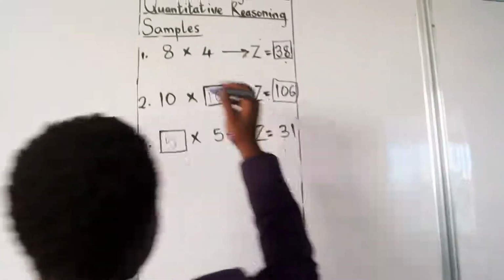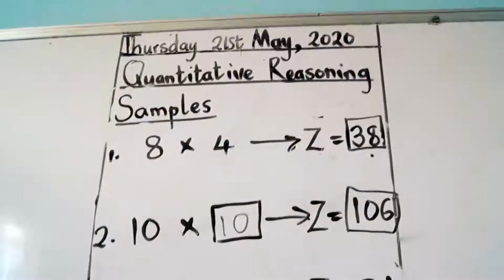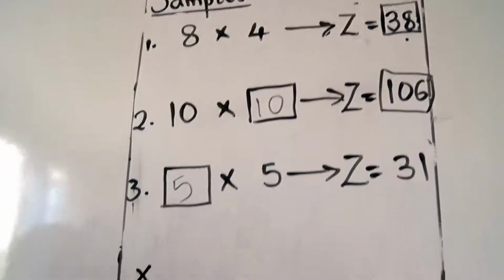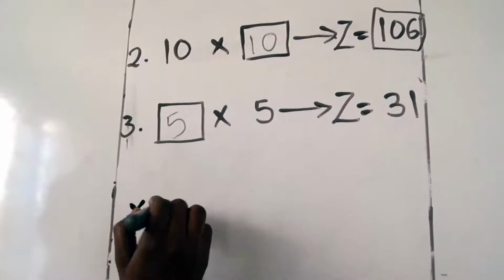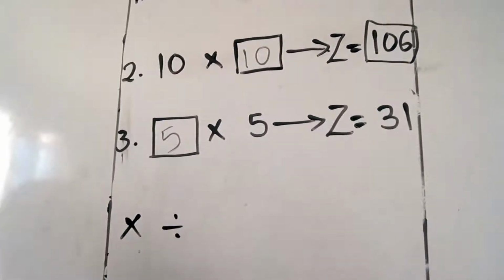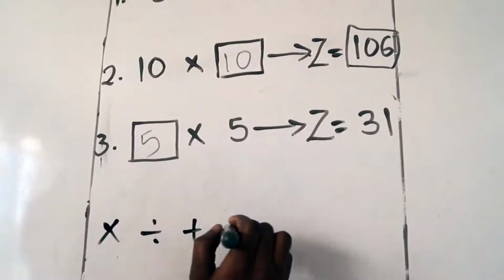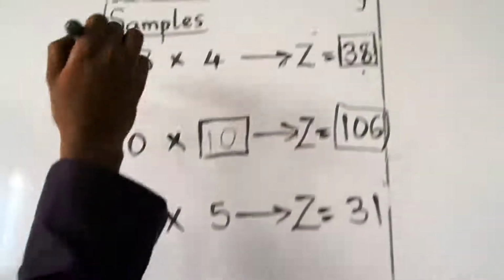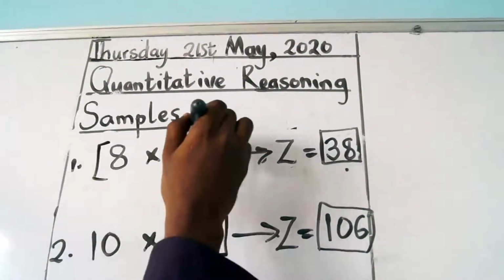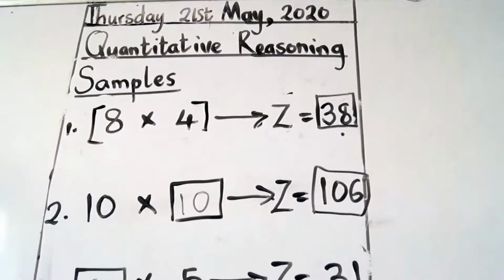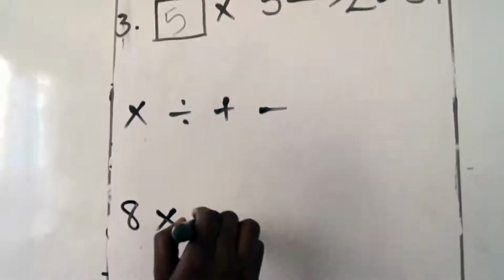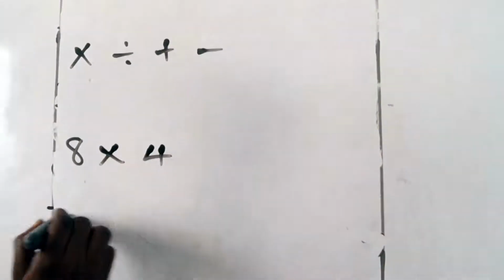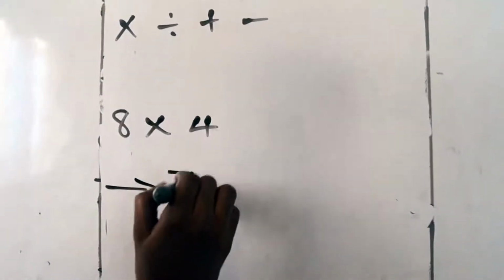Now look at this. You have 8 times 4. That tells us that multiplication is involved. I'm sure division will be involved, and I'm sure addition and subtraction are also involved. So let's pair it up. We pair this up, so we have the 8 times 4. And then we pair this up. That is the arrow and letter Z.